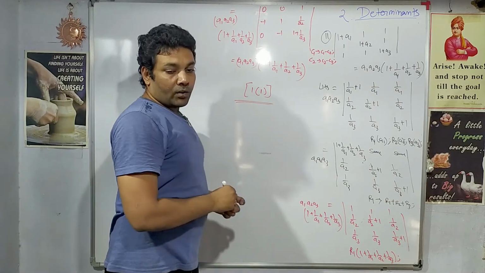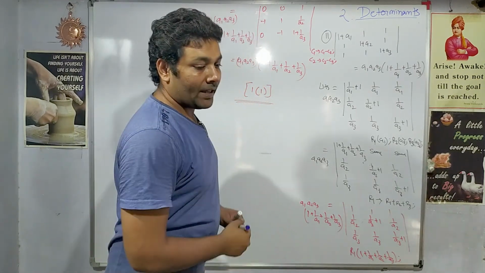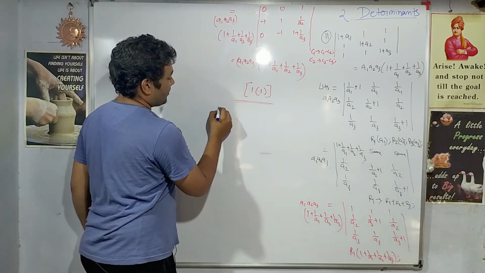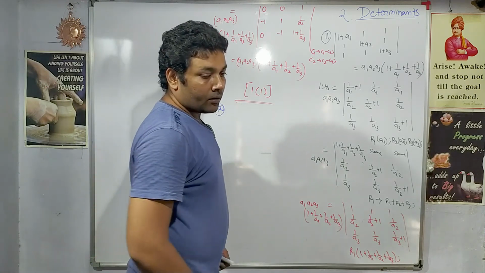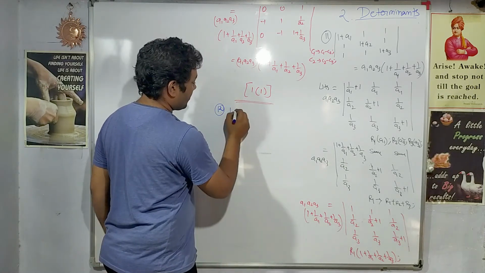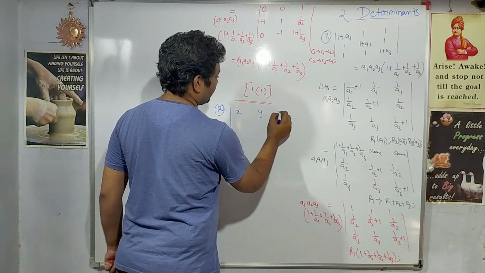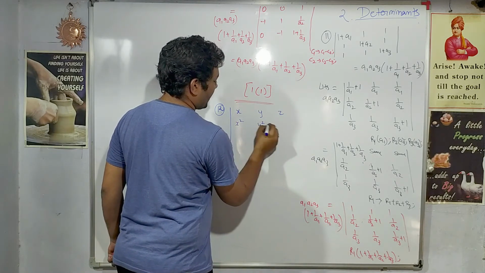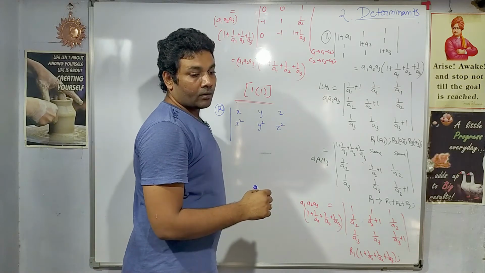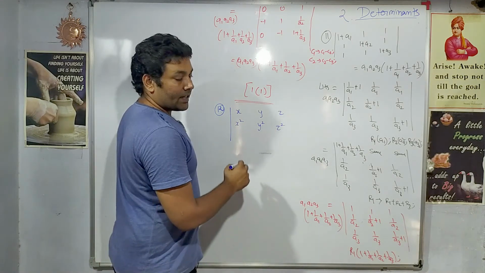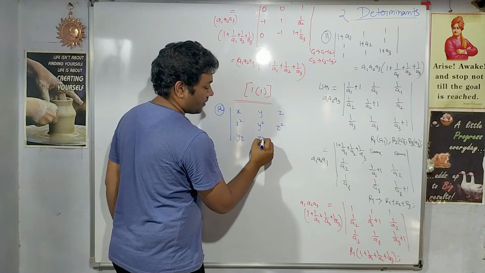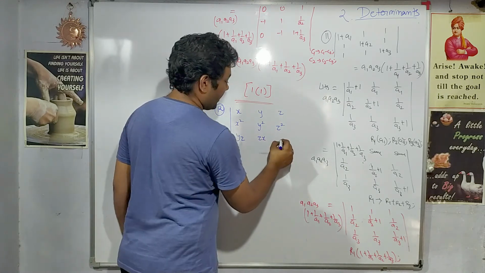The next question I have, question number 12, which is again a prove that type of question. x, y, z, x square, y square, z square, yz, zx and xy.